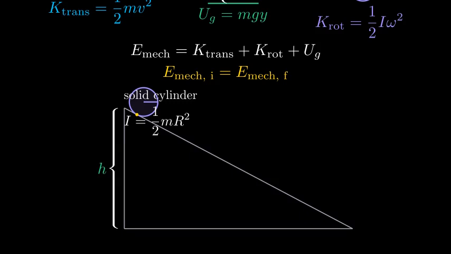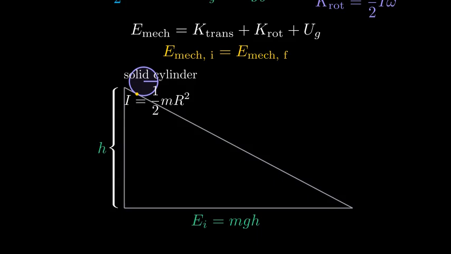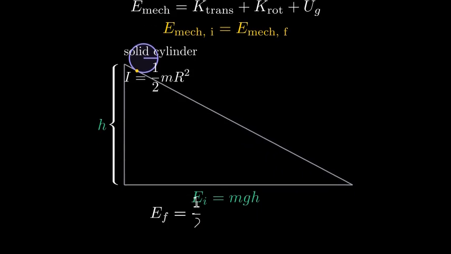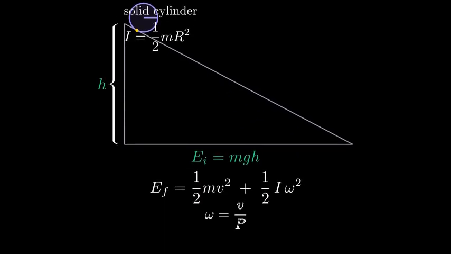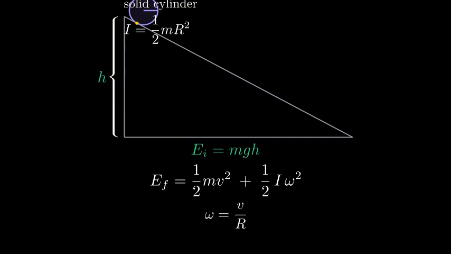Energy bookkeeping is simple if we choose the bottom as our zero for potential energy. At the top, speed is 0, so no kinetic energy. All energy is mgh. So initial energy equals mgh. At the bottom, height is 0, but now the cylinder both translates and rotates. So final energy is 1/2 mv squared plus 1/2 I omega squared.